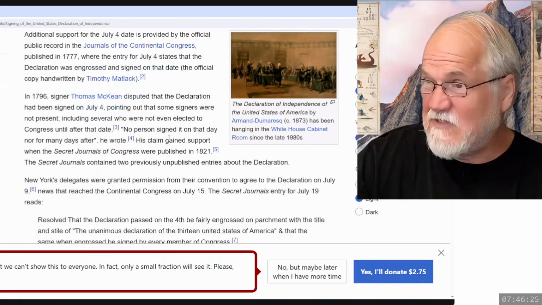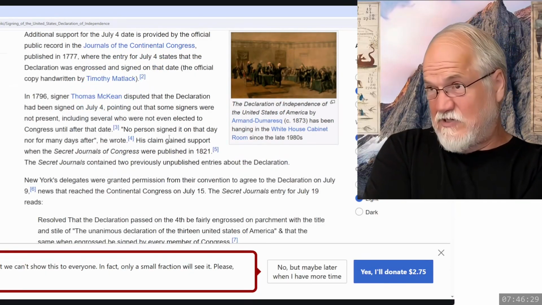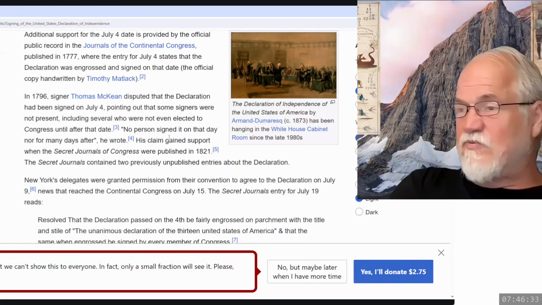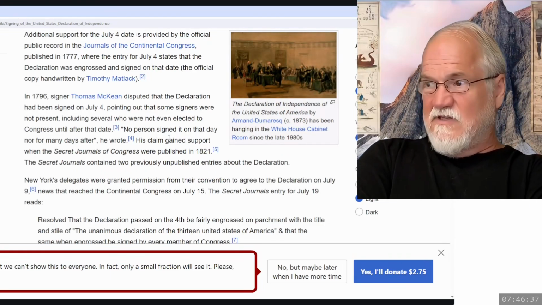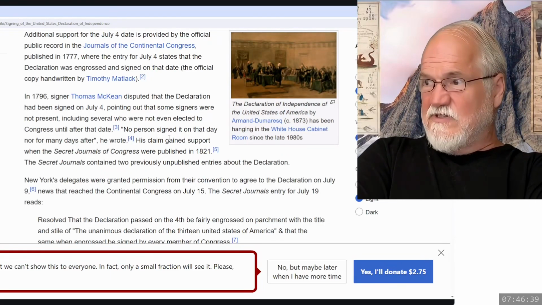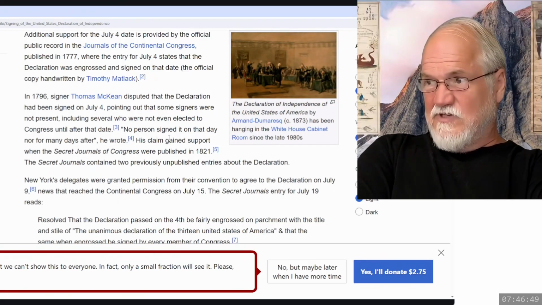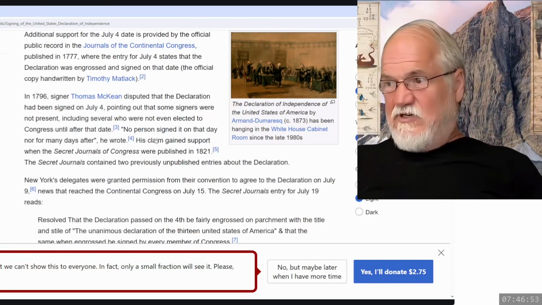In 1796, signer Thomas McKean disputed that the Declaration had been signed on July 4th, pointing out that some signers were not present, including several who were not even elected to Congress until after that date. "No person signed it on that day, nor for many days after." His claim gained support when the secret journals of Congress were published in 1821. The secret journals contained 2 previously unpublished entries about the Declaration.